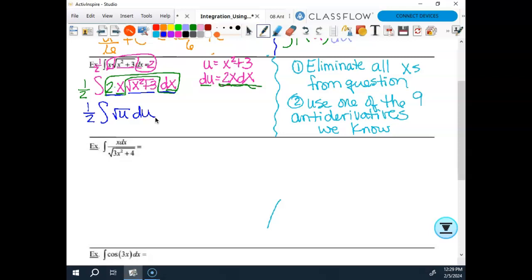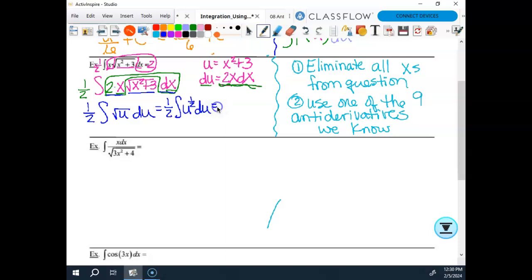Okay, it'll get better with some practice. It's kind of like being able to multiply both sides by 2, but it's both sides of the integral symbol. It's not really both sides of an equation. All right, so I would suggest we rewrite this as 1/2 times the integral of u to the 1/2 power du. Right? It's better to look at it as an exponent.